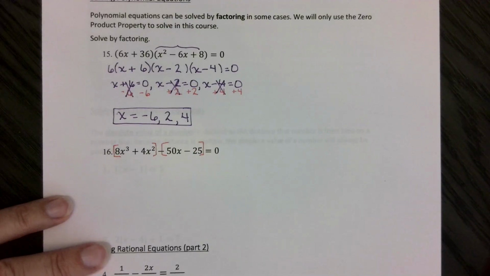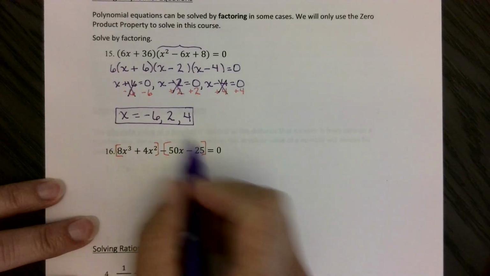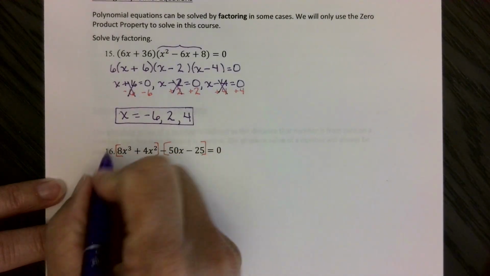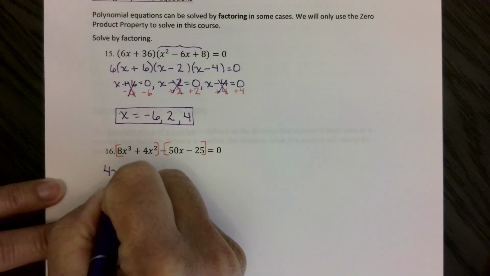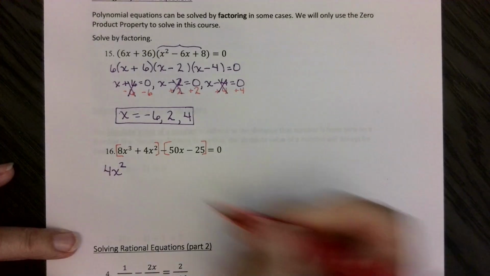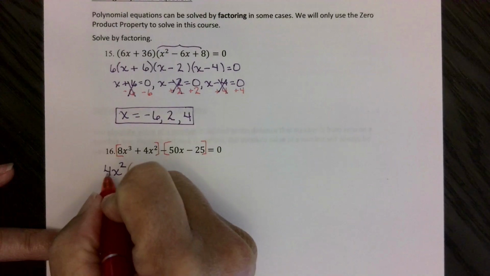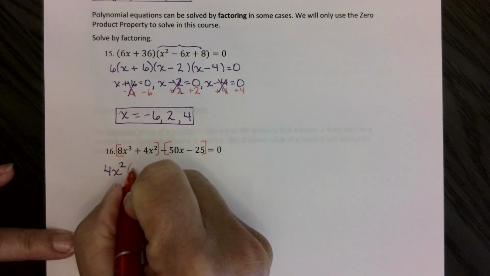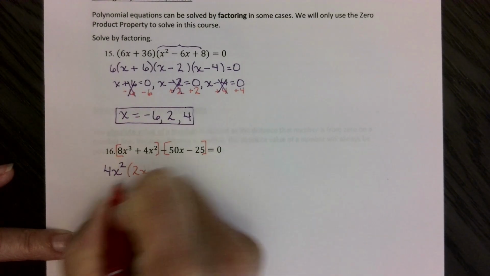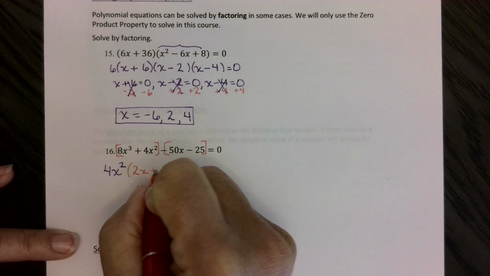All right. So when I factor these 2 here, I'm going to factor out a 4x squared. When I do that, 3x cubed divided by that 4x squared, I'm left with 2x. When I take this and divide it by 4x squared, I'm left with plus 1.